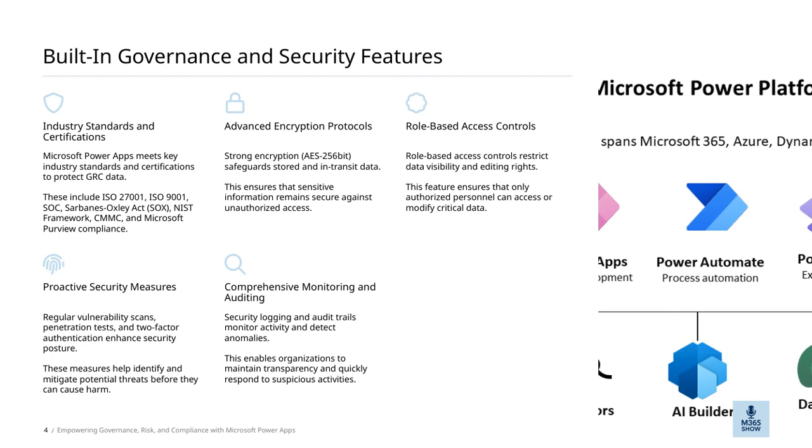Another important feature is role-based access controls. This allows us to restrict who can see or modify certain data based on their role within the organization. It ensures that only authorized personnel have access to sensitive information, which is vital for maintaining data integrity and confidentiality. We also rely on advanced encryption protocols, like AES 256-bit encryption, to protect data both at rest and in transit. This means that even if data were intercepted, it would be unreadable to unauthorized users, keeping our information secure.